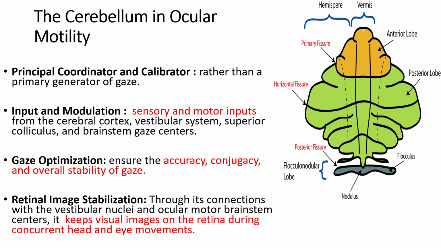Cerebellum in ocular motility. The principal coordinator and calibrator. It is a calibrator rather than a primary generator of gaze. Input and modulation: sensory and motor input from the cerebral cortex, vestibular system, superior colliculus, and the brainstem gaze centers. Gaze optimization: it ensures accuracy, conjugacy, and overall stability of the gaze. Retinal image stabilization: through its connections with vestibular nuclei and ocular motor brainstem centers, it keeps the visual images on the retina during concurrent head and eye movements.